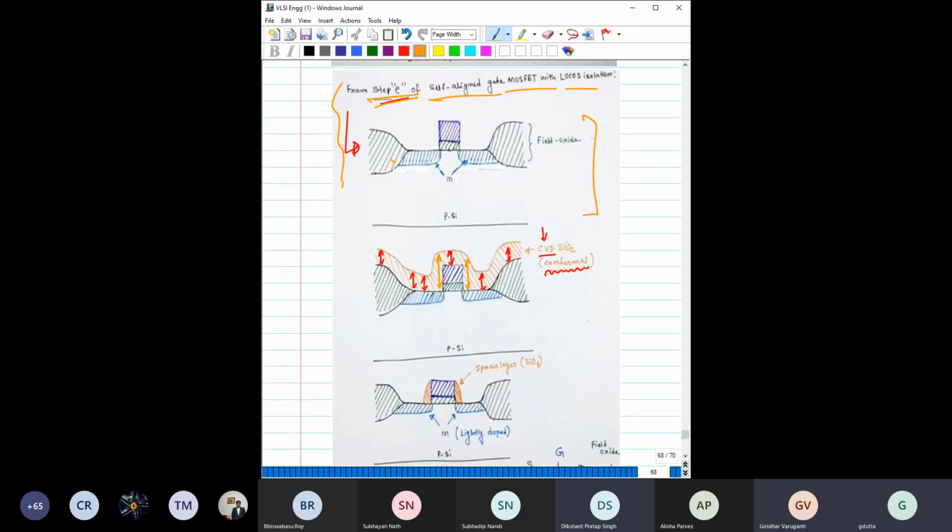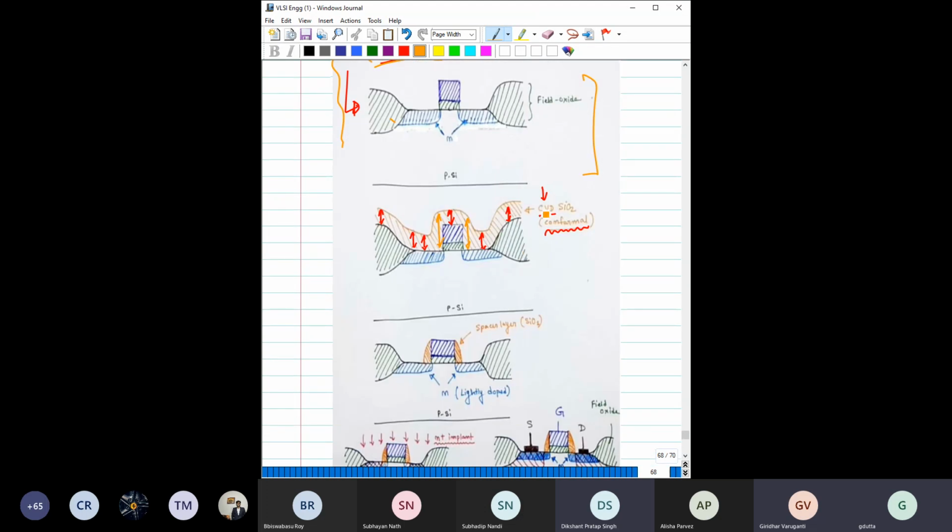Next, after that you deposit CVD silicon dioxide. The nature of this CVD silicon dioxide would be conformal. Conformal means thickness is the same everywhere. It does not matter whether it is up or down, the thickness is always the same. But if you notice, around these gate edges the thickness is higher compared to the other regions, right? Because of this edge effect.